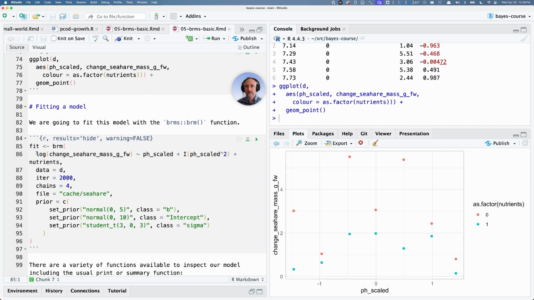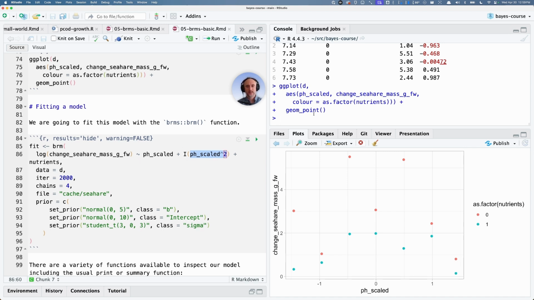And to that, we pass it a formula, just like we would for a linear regression or GLM in R. I'm going to work with the log of this change in mass on the y-axis as my response. There's an implicit intercept. Then I'm going to have pH scaled and pH scaled caret 2. And I have to wrap that in I, and that just protects it, so this literally means pH scale squared. If I didn't have that, this is syntax in our formula for generating interactions, but that's not what I want to do here. That doesn't make any sense. So I need to wrap it in I.